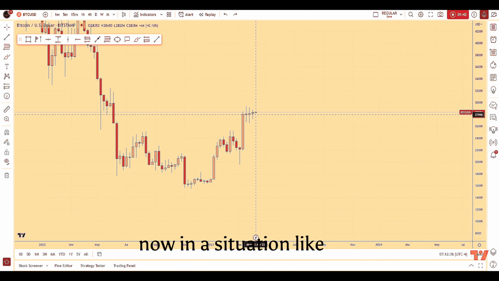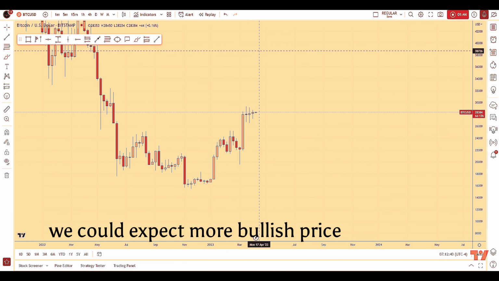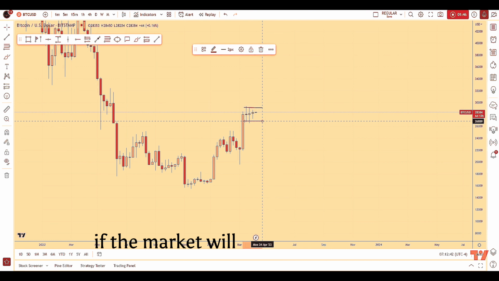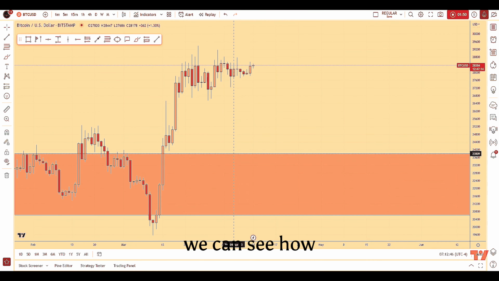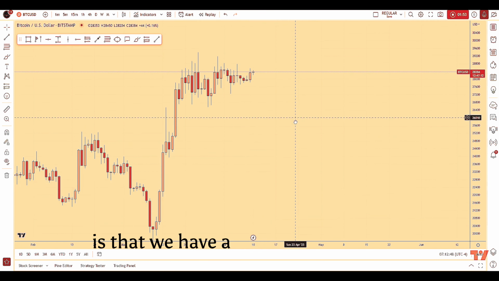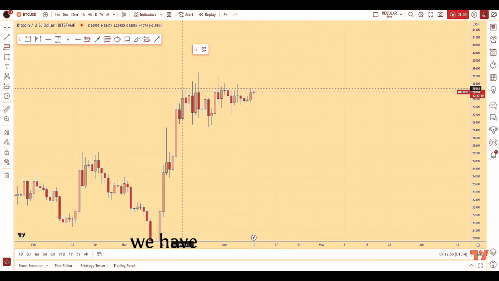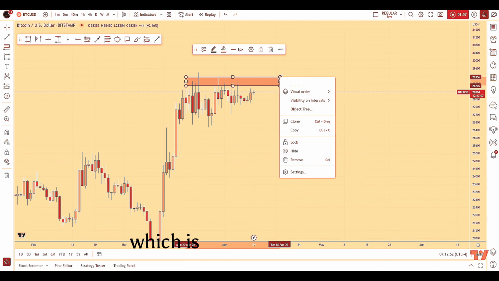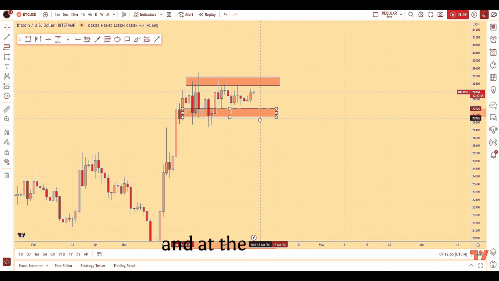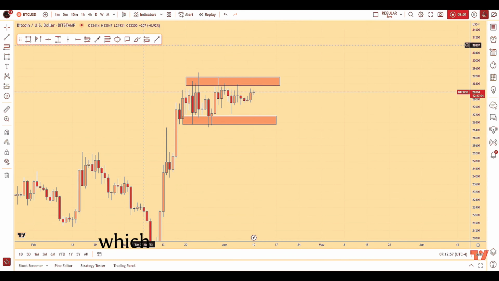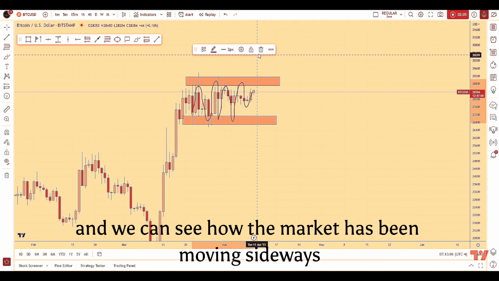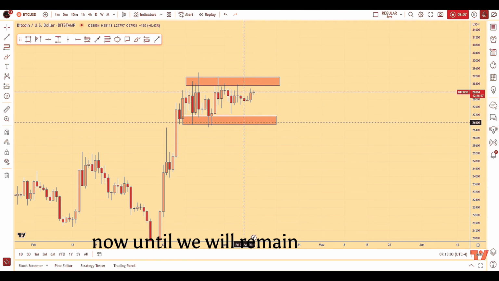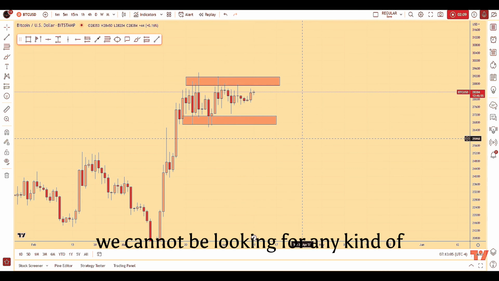Now, in a situation like this, we could expect more bullish price action to be created if the market will exit from this range. In fact, if we go down on the daily, we can see how the problem that we have at the moment is that we have a range bound market. We have the top of the range, which is currently here, which is acting as resistance, and at the same time we have the bottom of the range here, which is currently acting as support. And we can see how the market has been moving sideways. Now, until we remain in this range, we cannot be looking for any kind of movement here.